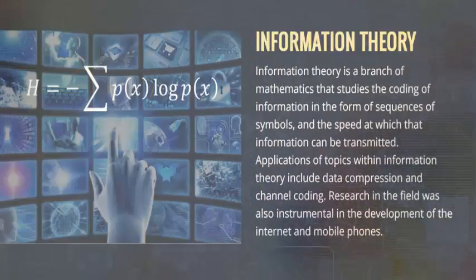Information theory. Information theory is a branch of mathematics that studies the coding of information in the form of sequences of symbols, and the speed at which that information can be transmitted. Applications of topics within information theory include data compression and channel coding. Research in the field was also instrumental in the development of the Internet and mobile phones.